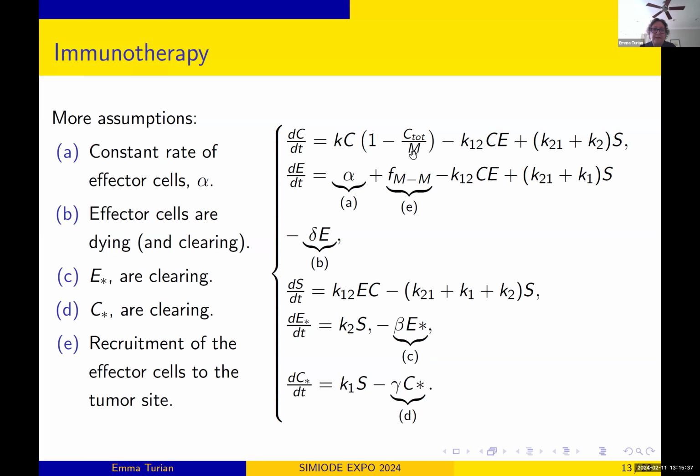And then we have a very interesting term in here, which is the assumption E, and that's for the recruitment of the effector cells to the tumor site, and that's the Michaelis-Menten term, MM.